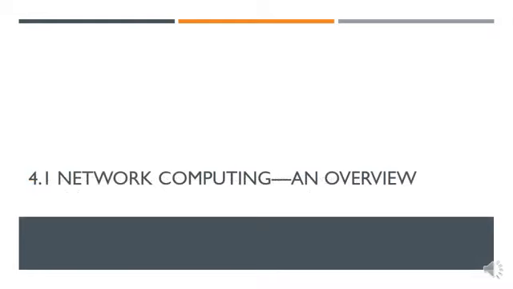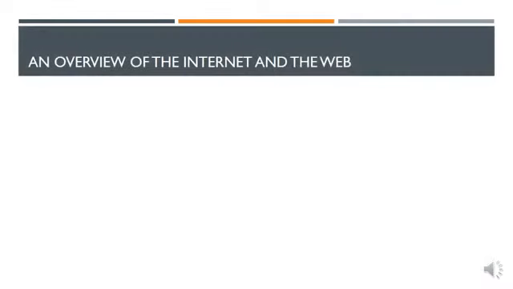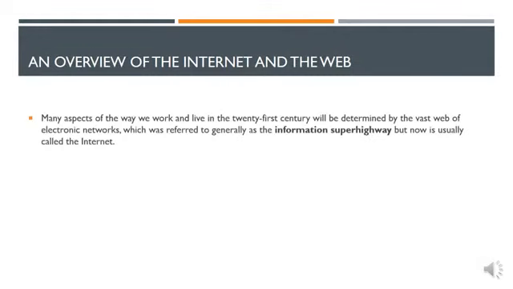4.1, Network Computing, an overview. An overview of the internet and the web. Many aspects of the way we work and live in the 21st century will be determined by the vast web of electronic networks, which was referred to generally as the information superhighway, but now is usually called the internet.